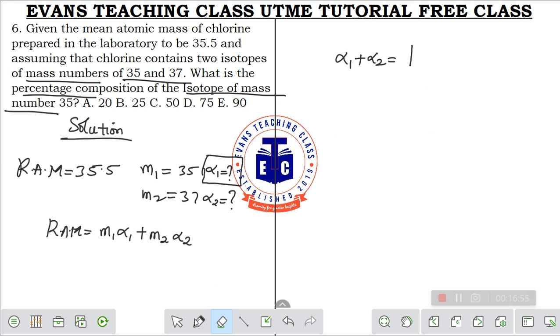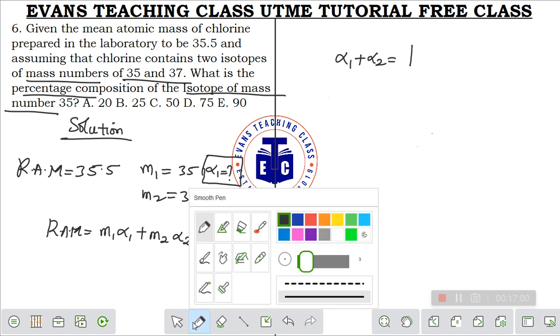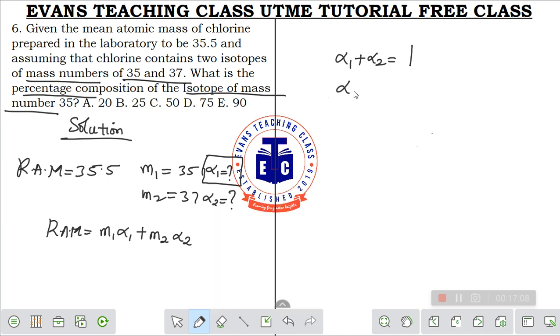Now what are we looking for? We want to look for alpha 1. So we are going to represent alpha 2 in terms of alpha 1. That will be 1 minus alpha 1. So in place of alpha 2, we are going to use 1 minus alpha 1. The relative atomic mass is 35.5. The mass 1 is 35 times alpha 1 plus 37 times 1 minus alpha 1.